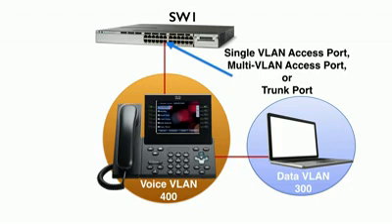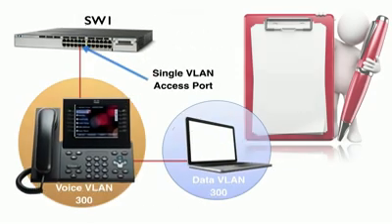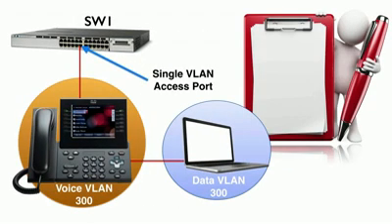We know that a trunk can carry traffic for multiple VLANs. Well, that trunk between the phone and the switch could carry traffic for the voice VLAN and the data VLAN. Let's take a look at these one at a time, beginning with the single VLAN access port. With a single VLAN access port, that port into which the phone is connecting, it is an access port. And like most access ports are, it is configured for only one VLAN, meaning that the phone and the PC are members of the same VLAN.